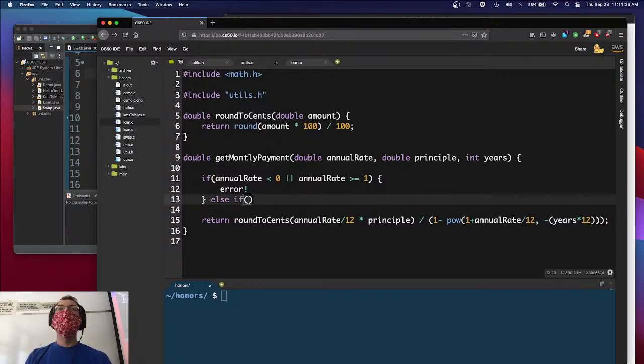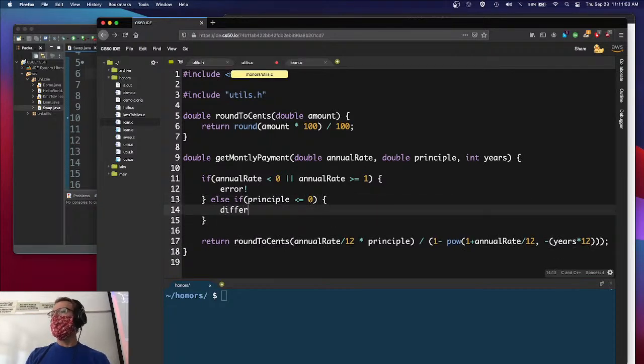Say with the principal. Does it make sense to borrow negative $500? Probably not. Does it make sense to borrow $0? Can you walk into a bank and say, give me a loan for $0? They'll say, okay, well, here you go. Here's nothing, right? So maybe the principal needs to be positive. If the principal is less than or equal to 0, then it's a different type of error, right? We'll come back and fill these in here.